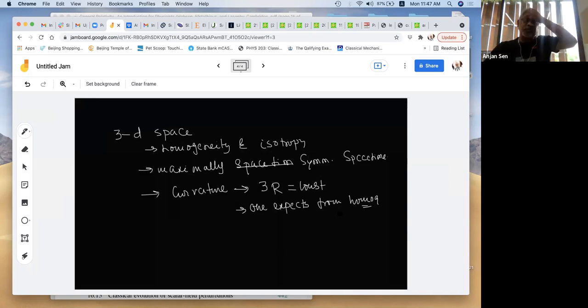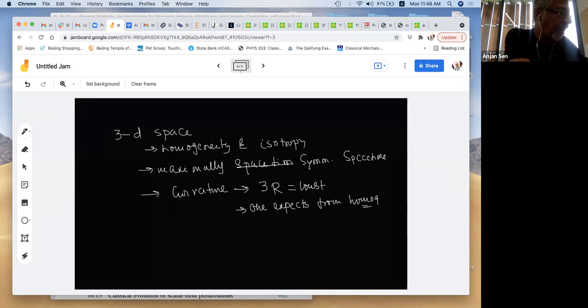So this space that we talk about, for which we say the universe has homogeneity and isotropy, is a 3D space that is homogeneous and isotropic and has a constant curvature, and we'll see how one can use this constant curvature.